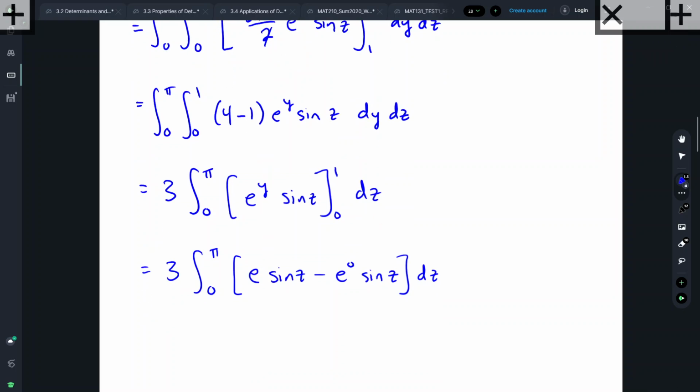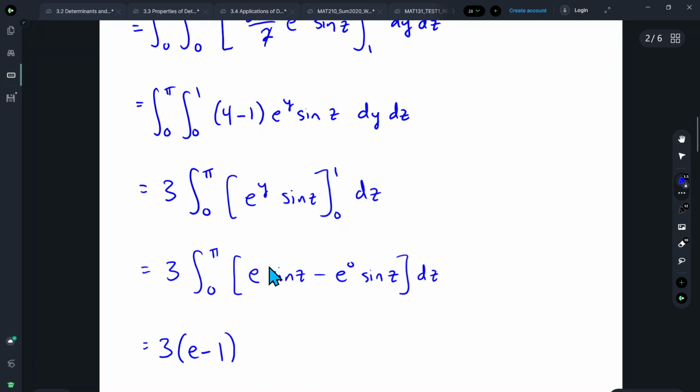Okay, so what is this? e to the 0 is just 1, right? So what is this? This is e minus 1. And then I can factor out the sine, right? And this is just a constant, so I can pull that out. Right, so you get this integral from 0 to pi sine z dz.